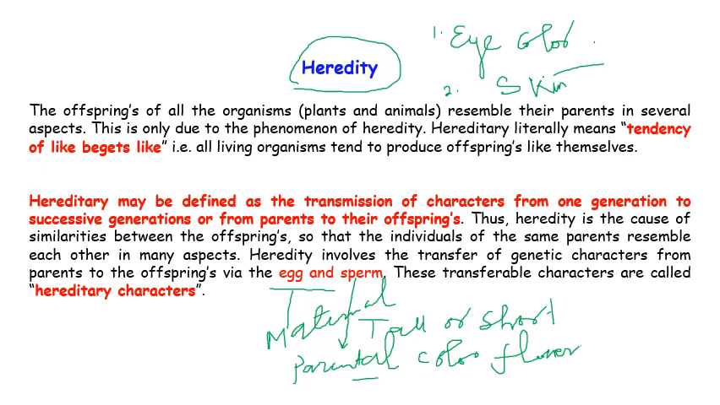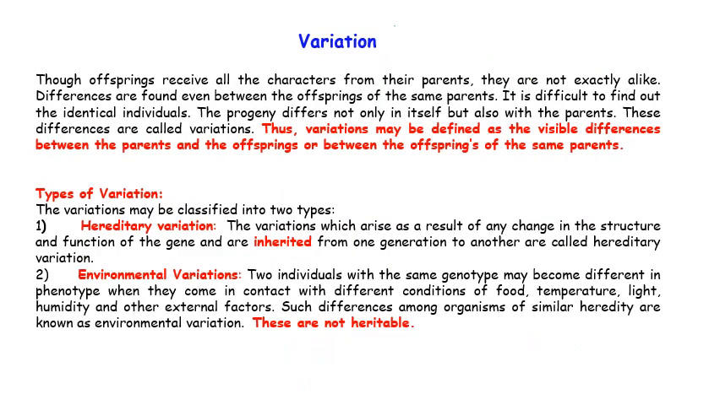So again we'll revise this. Heredity may be defined as the transmission of characters from one generation to successive generations or from parents to their offsprings. Now the next term that we need to understand is variation.